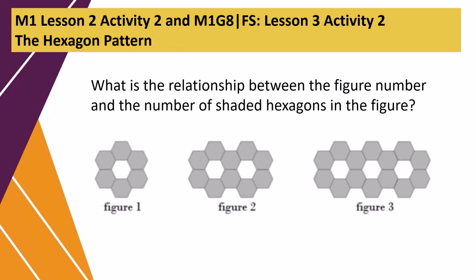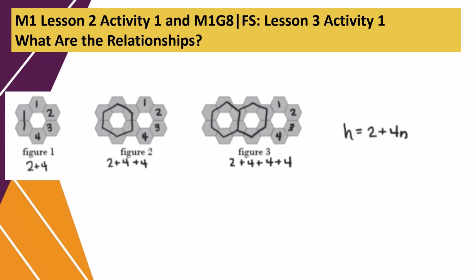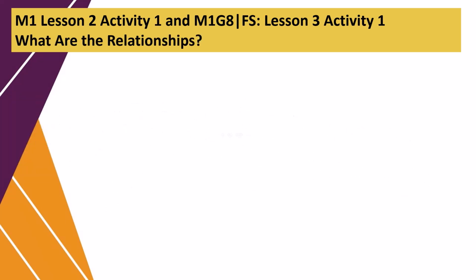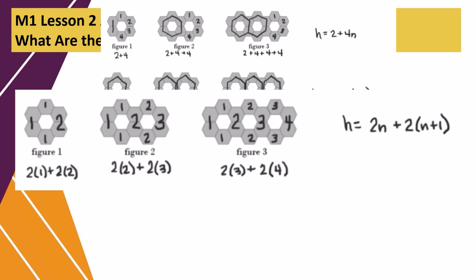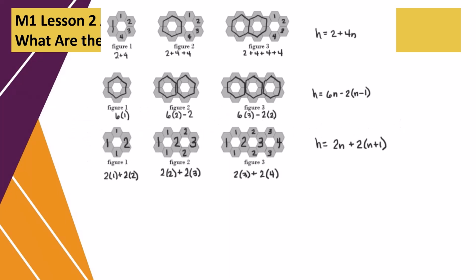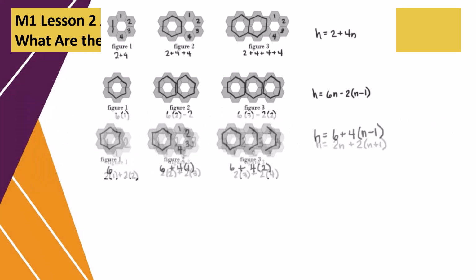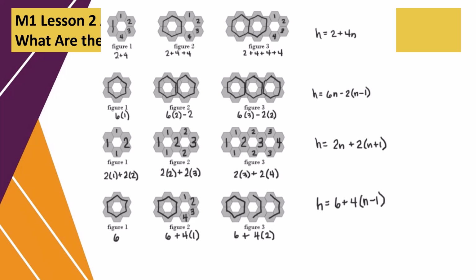Another activity presents students with a visual pattern and asks about the relationship between the figure number and number of hexagons. There are many ways that students may see the pattern and describe the relationship, thus resulting in different yet equivalent equations. This provides the opportunity for students to build their mathematical practice of looking for and making use of structure.